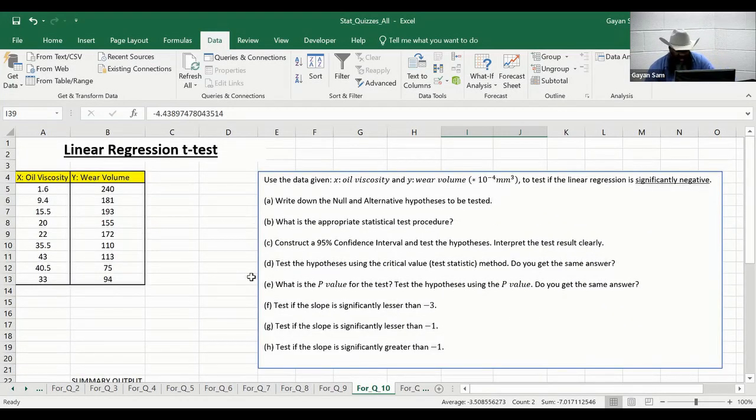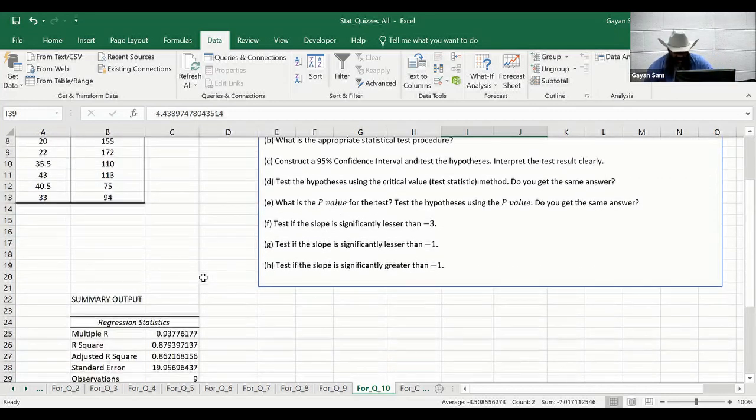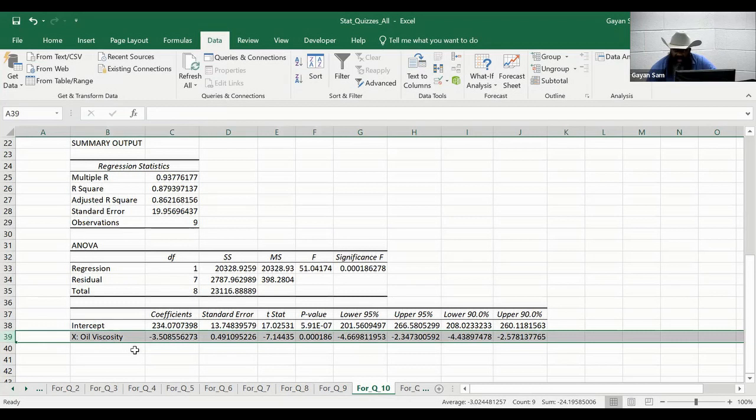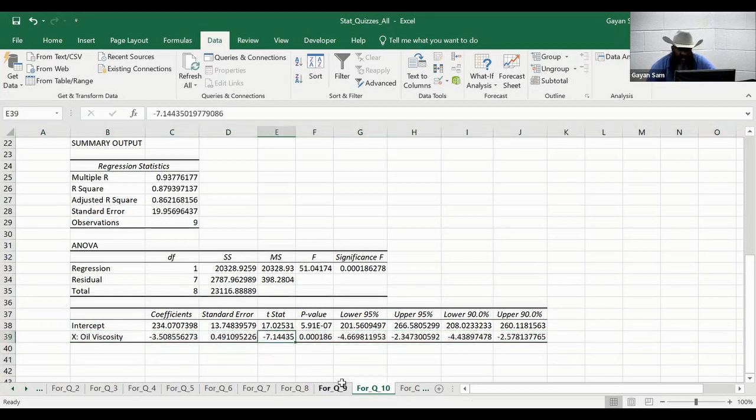And then part D, test the hypothesis using the critical value method. Do you get the same answer? Can we test the hypothesis using the critical value method based on this table? Of course, we can do that. The second row of the last table is what we need, and it has the test statistic right here.